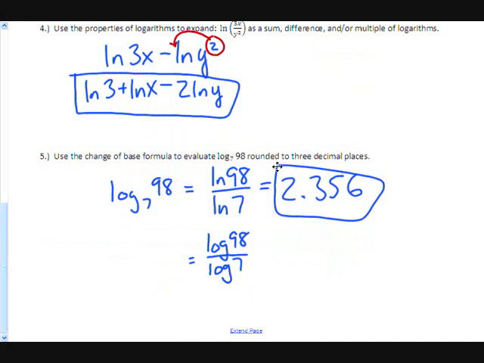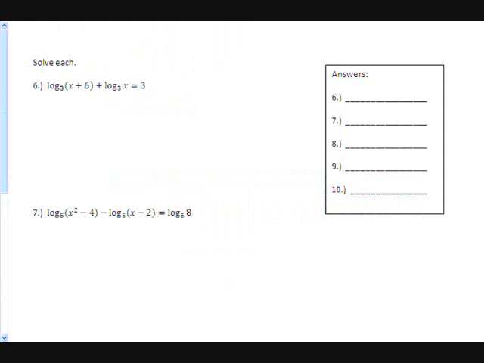Moving right along. If I take a look at this guy, I want to solve this. So the first thing I want to do is condense this. I'm going to use my properties of logarithms to rewrite this as one logarithm. I can't start undoing the logs until I've simplified them as far as they can be simplified.